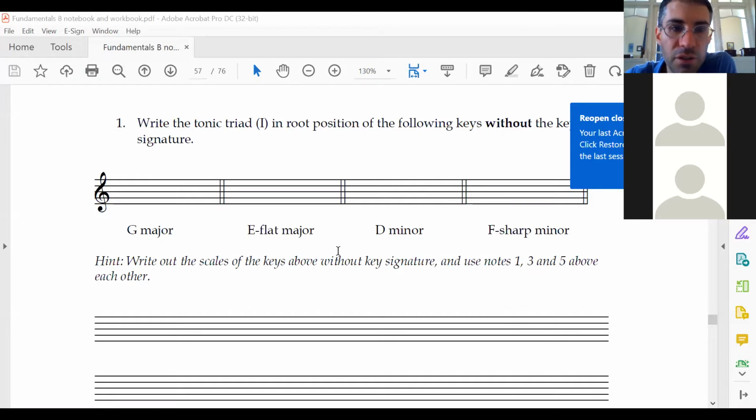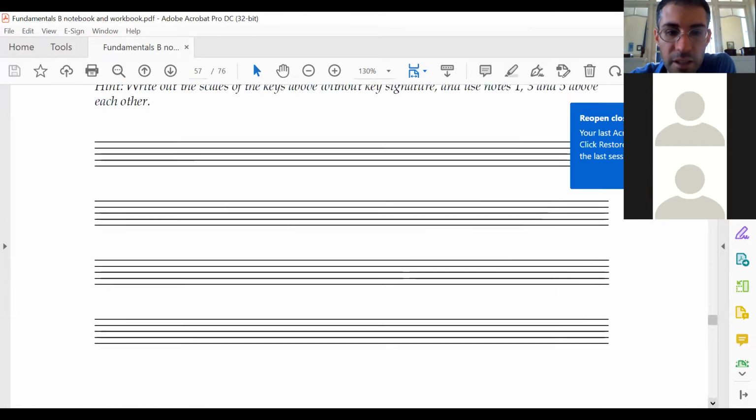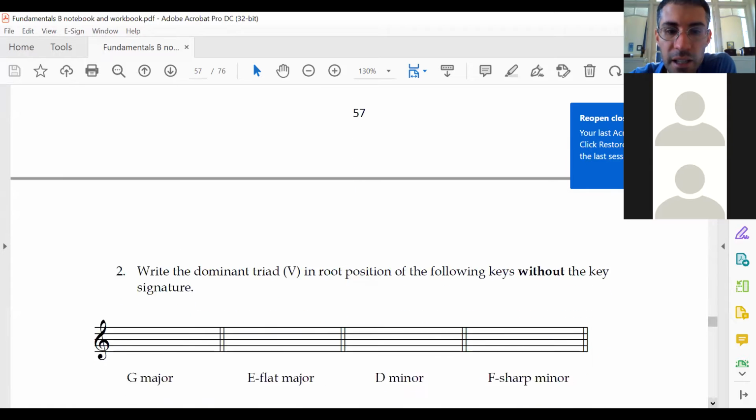All right. If you look at your screen, it says write the tonic triad in root position in the following keys without key signature. G major, E flat major, D minor, F sharp minor. So in these lines underneath here, write out the scale of G major, write out the scale of E flat major, write out the scale of D minor, write out the scale of F sharp minor, and then put the triads above them, okay? So in those lines, write the triads.